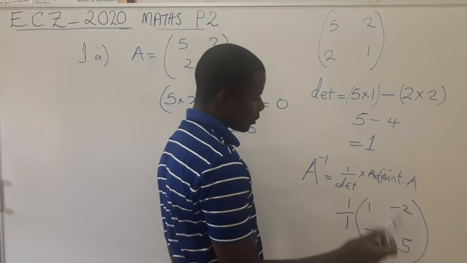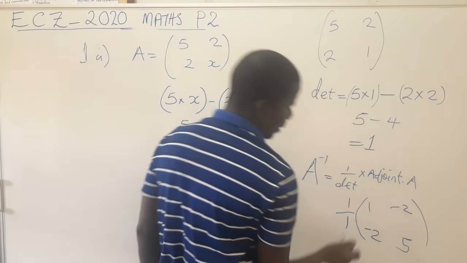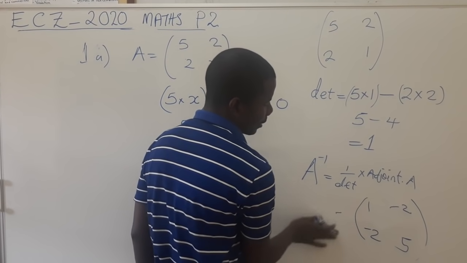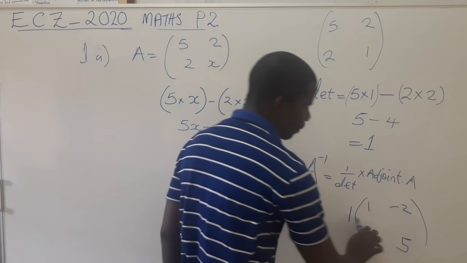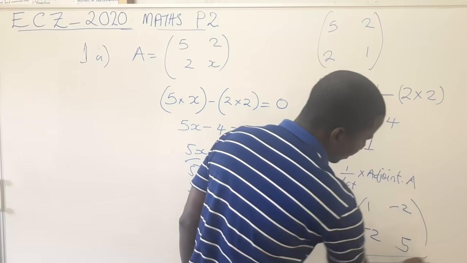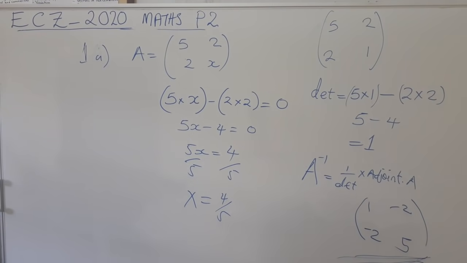As you may know, 1 divided by 1 is as good as a 1 here. When you multiply this matrix by 1, it will be the same. So this is the inverse of our matrix.